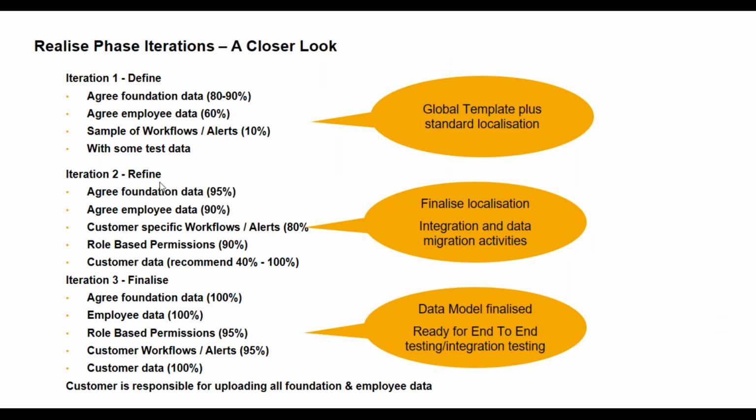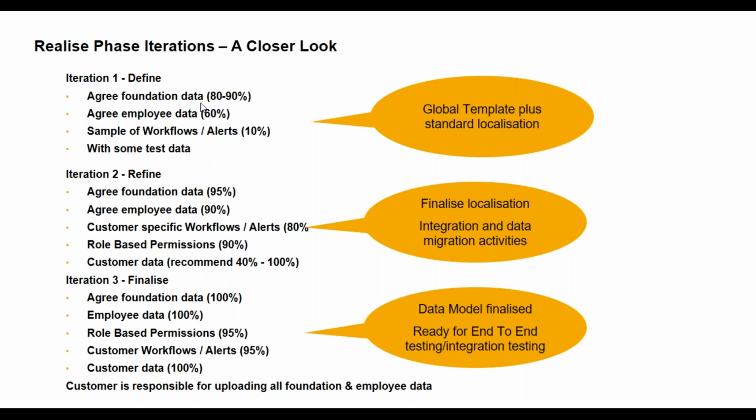In the realize phase, actually, you'll be doing the UAT, the third phase, where you'll be migrating the data. You move the configuration to quality, migrate the data, and ask your customer to test. The first iteration, which is the define, you see the agreed foundation data, 80 to 90%.